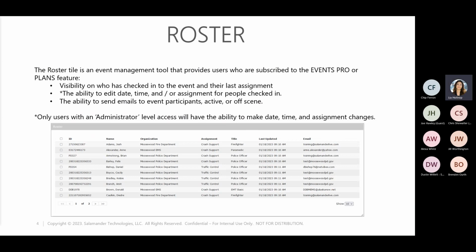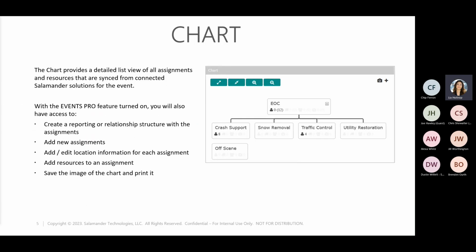All right. So the last one we're going to take a look at is the chart tile. What this does is it provides a detailed list view of all the assignments and resources. Again, if you have the Events Pro, it allows you to put it into a nice chart view. All the data that you're seeing within this chart tile is synced from connected Salamander solutions, like, for example, the track apps and Rapid Tag, Evac, Command, Tag. All that data that's being pulled in from those connected solutions that are joined into this event, you'll see entered in here as resources or as assignments.